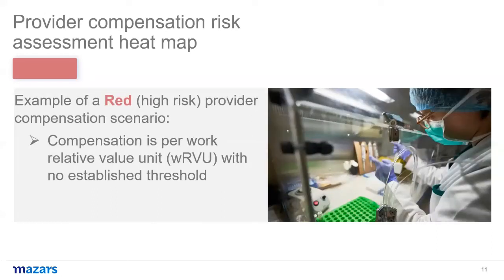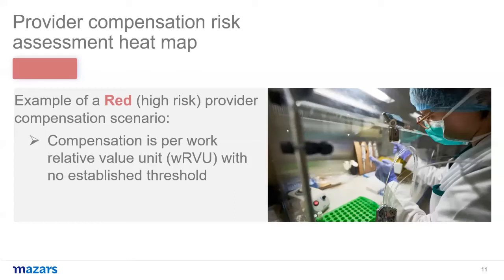So here's an example of a red or high risk provider compensation scenario. And again, this would be taken into consideration when mapping out where your contract overall would end up on the heat map. But in this example, let's say compensation is paid per work RVU with no established threshold. So now let's use a hypothetical scenario. An invasive cardiologist produced 15,000 annual work RVUs, representing the 90th percentile of the survey report.